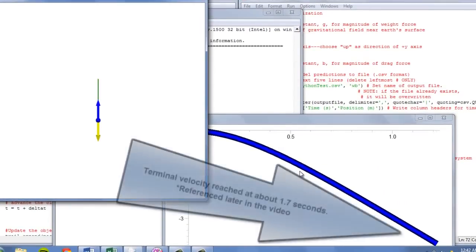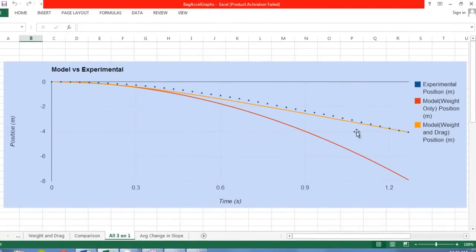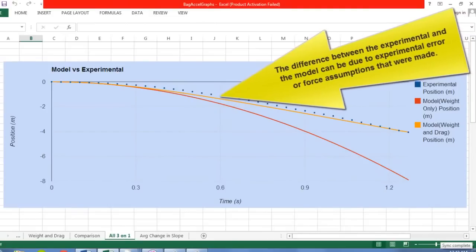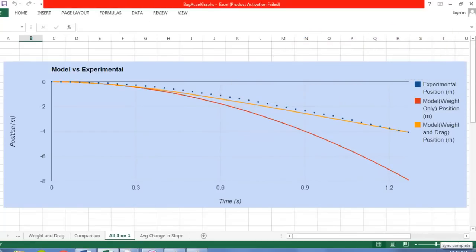As you can see, when accounting for drag force, the model does a better job of predicting the motion of the bag. In the graph, the model of the weight and the drag force is much closer to the experimental position of the bag. In conclusion, we can say that terminal velocity will be experienced by the object with a large quantity of drag, which is a slowly dropping object that has more surface area and less density. This is what happened in my case.